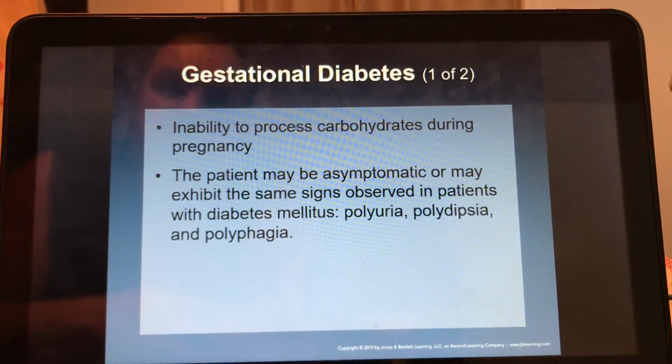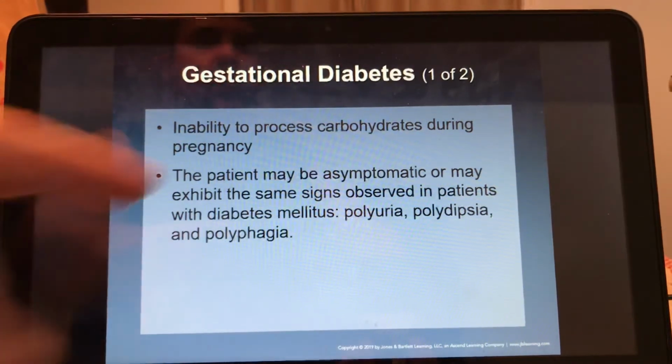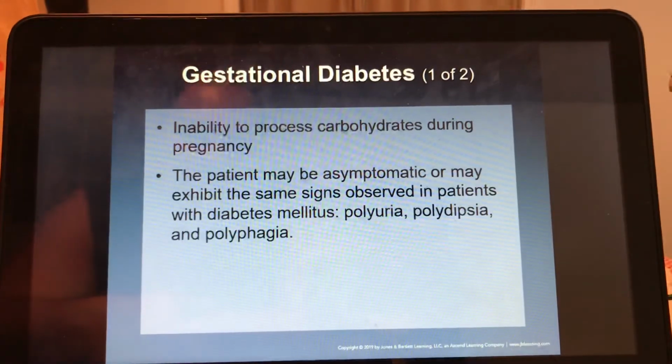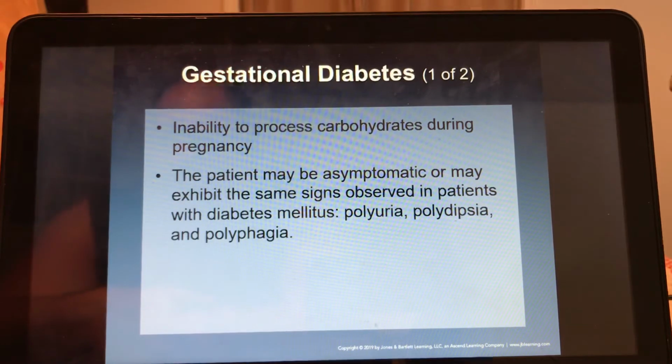So she can have gestational diabetes. As soon as she has the baby, done. She never has diabetes ever again in her life. But for some reason, while she's pregnant, she has diabetic issues. It's the same thing. You've got your 3 Ps: polyuria, polydipsia, and polyphagia. She struggles with it, and she has to take insulin sometimes. Sometimes it's oral medication like metformin. But for all intents and purposes, she's diabetic during her pregnancy.